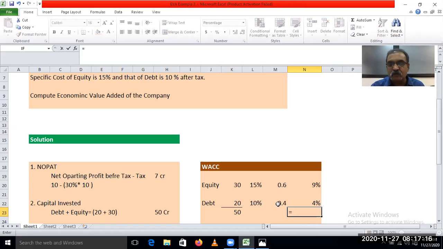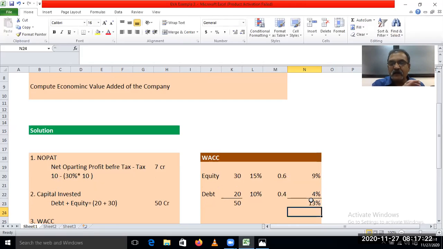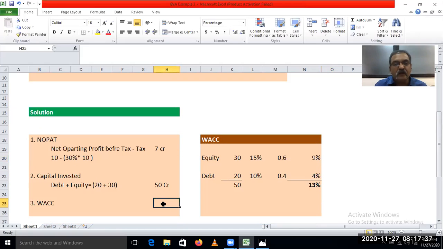And now the weighted average cost of capital is equal to this 9% plus 4%, that comes to 13%. So here we have got the weighted average cost of capital. So weighted average cost of capital of this example is 13%, which is the third component of our EVA. So here are the three components of EVA: net operating profit after tax 7 crore, capital invested 50 crore, and weighted average cost of capital is 13%. We have got all the components.